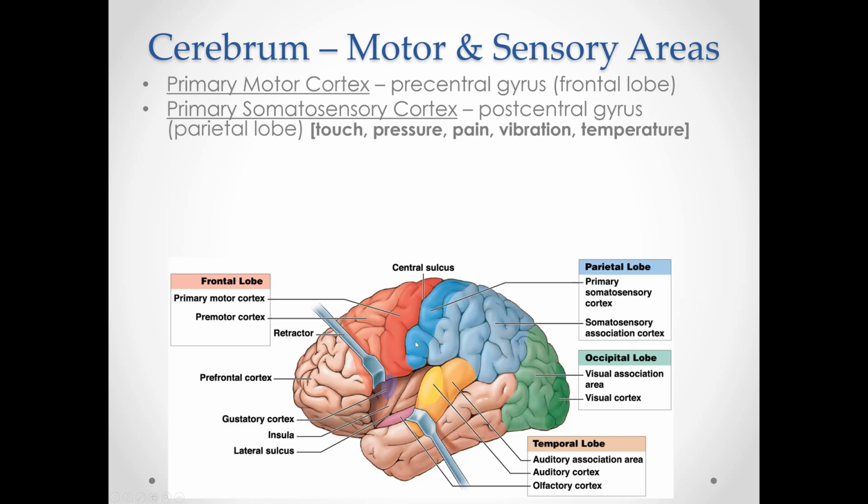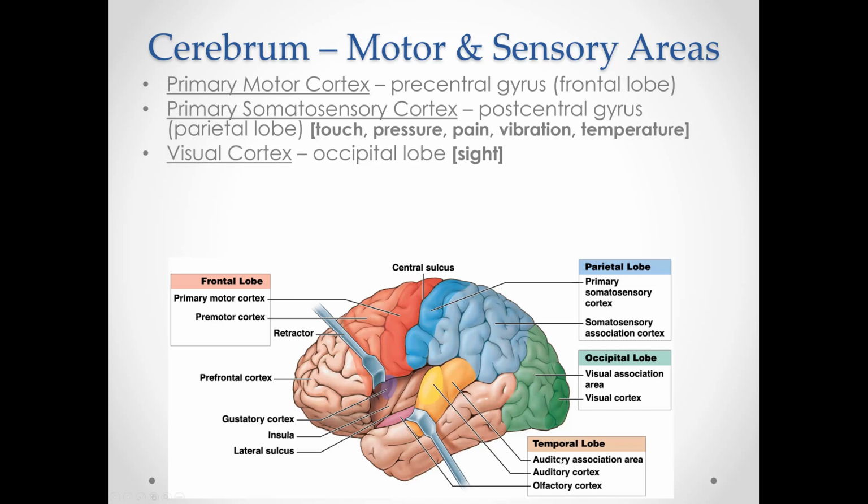So this is where the sensations of your general senses, such as touch, pressure, pain, vibration, temperature, proprioception, those signals come directly to the primary somatosensory cortex. They are filtered through the thalamus first, but then this is where they end up.